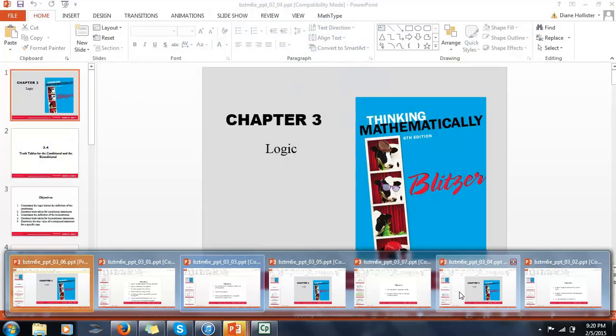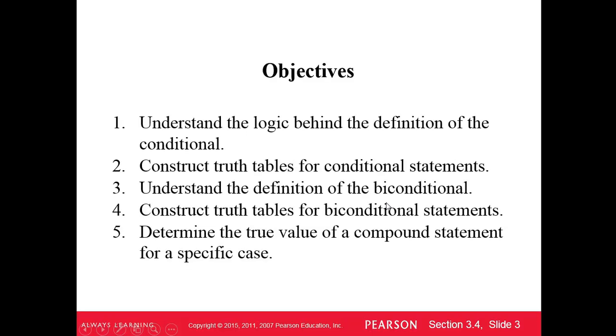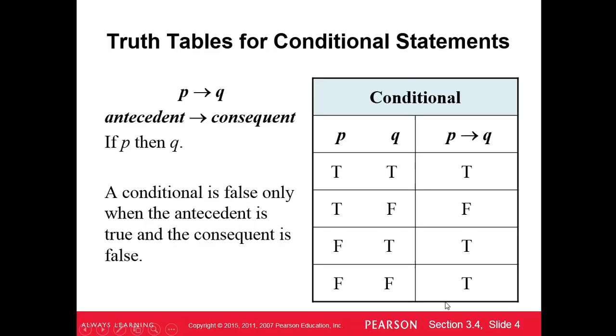Moving on to section 4. Continuing on with the idea of truth tables, we're now going to take a look at the if-then. Now, the key thing to remember with the if-then is that there's only one time it's false, and that is when the if part happens, the antecedent happens, and the consequence did not.